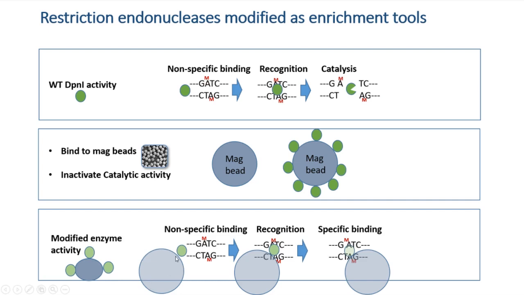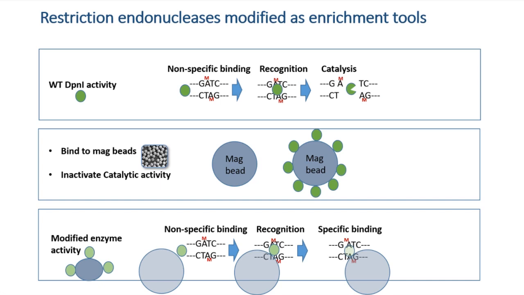These magnetic beads will load onto the DNA, scan until they find the recognition site, and bind specifically to the methylated motif, but they don't go through catalysis. And so now one can use a magnet to fish out the DNA that's bound to these beads, wash off presumably DNA that you don't want, and get an enriched product.